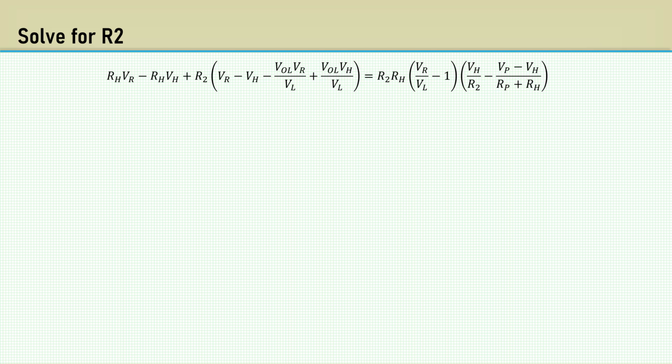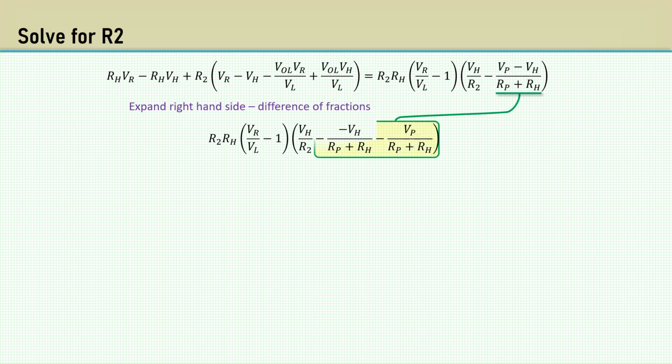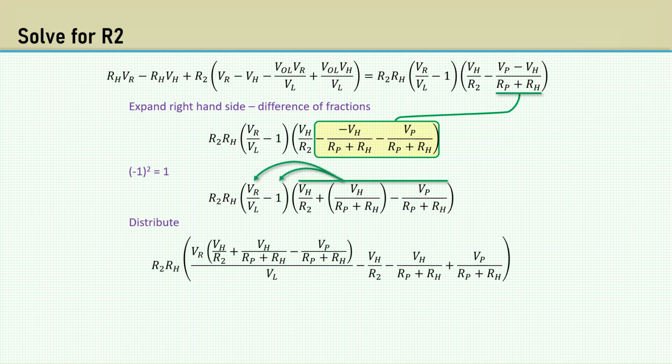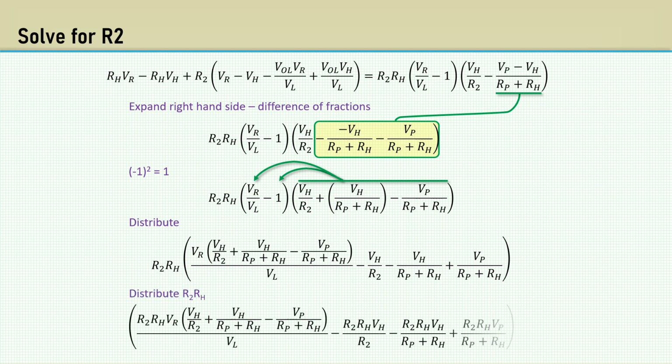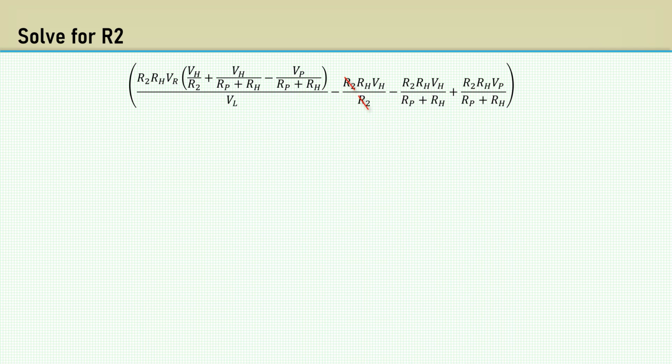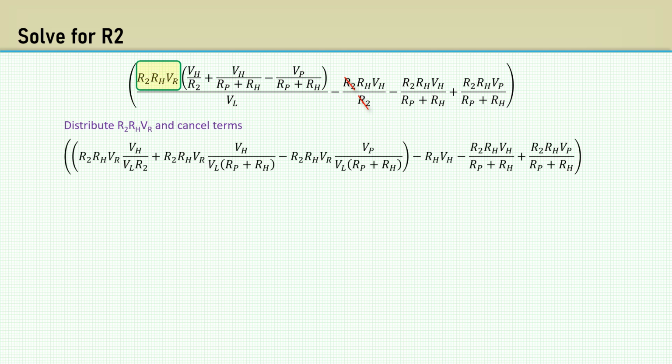We will now just work on the right-hand side of the equation. Expand the right-hand side doing difference of fractions. Get rid of the minus sign on VH. Then distribute the right side into the left. Then distribute R2, RH. The R2 terms cancel. Now distribute R2, RH, VR, and cancel like terms.